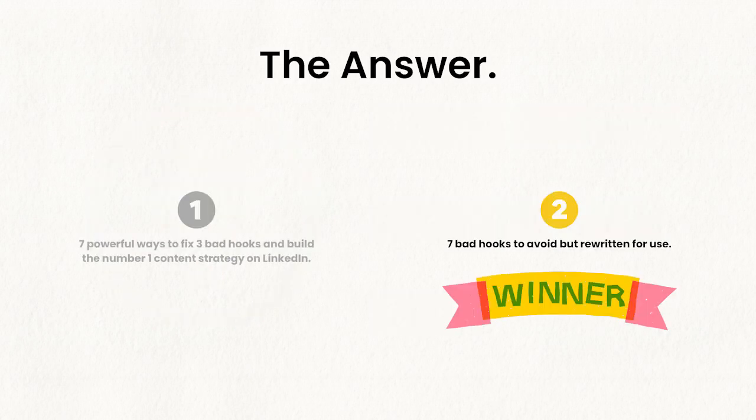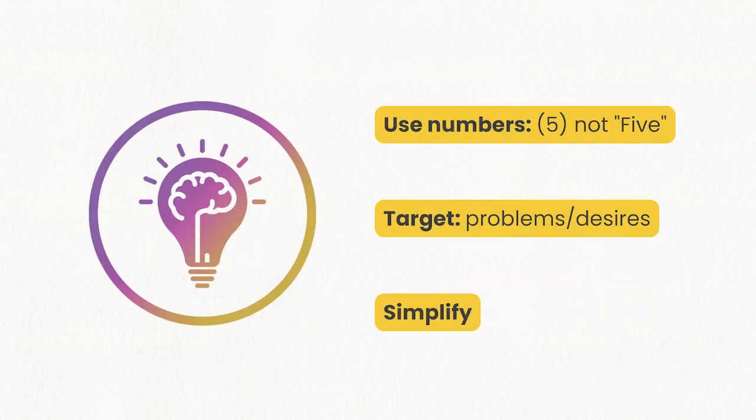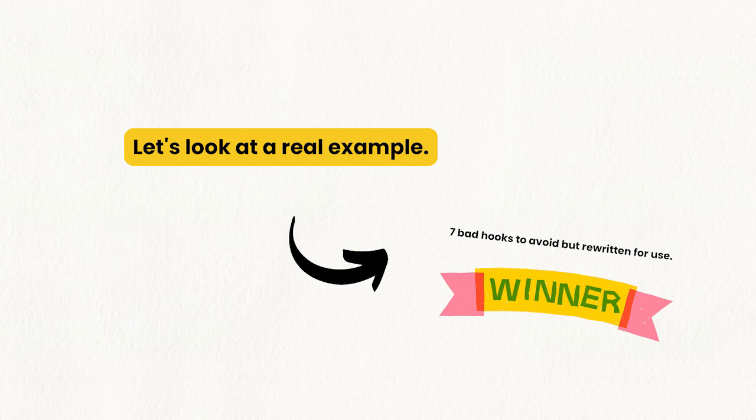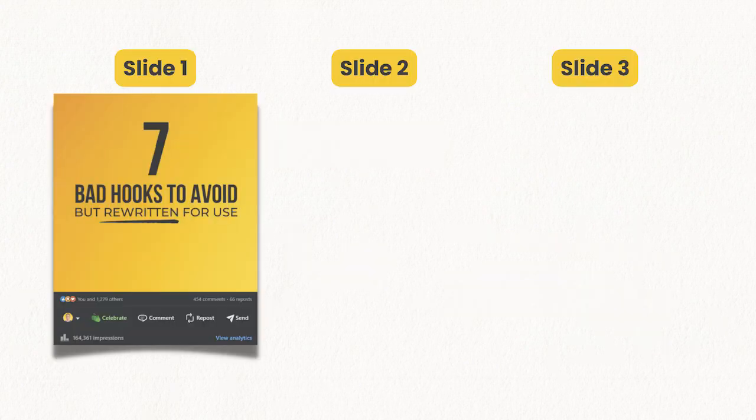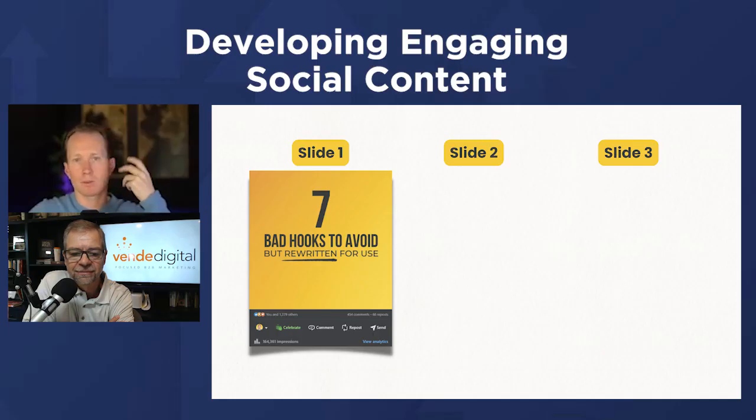This one is not simple. This one is simple. So let's look at a real example from that tricky one. 7 bad hooks to avoid, but rewritten for use. This is officially now my 2nd most popular post of the year. I did it back in January. 164,000 impressions, over 1,000 engagements, right? I saw a lot of leads in that month there, 66 reposts. That's a lot of brand reach.